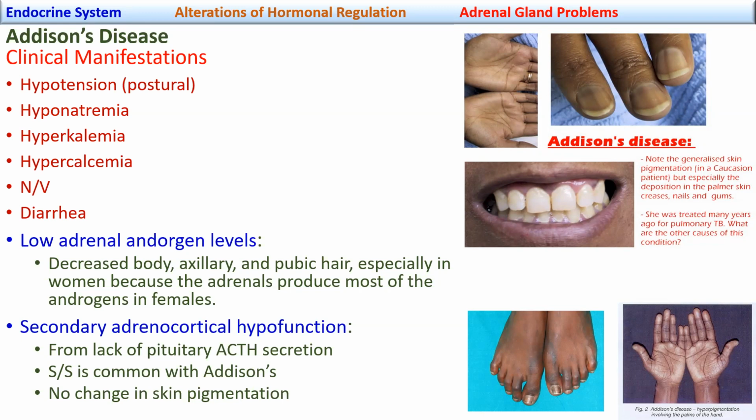Now diarrhea, and then the low adrenal androgen levels. So there is decreased body, axillary and pubic hair, especially in women, because the adrenals produce most of the androgens in females. The secondary adrenocortical hypofunction in Addison's disease is from the lack of ACTH secretion, and the manifestations are common with Addison's, with no change in the skin pigmentation.